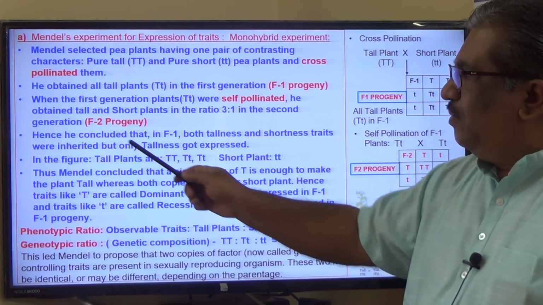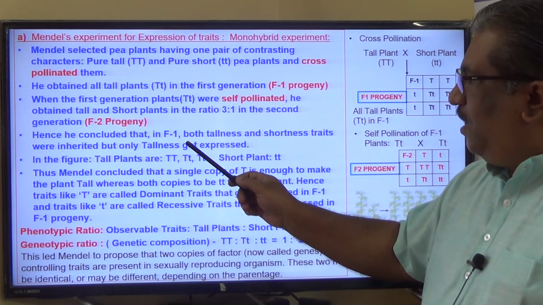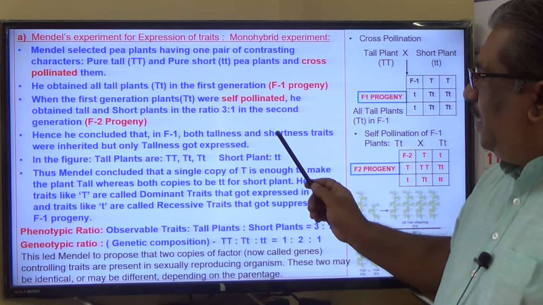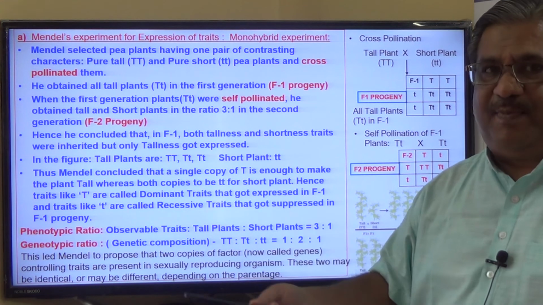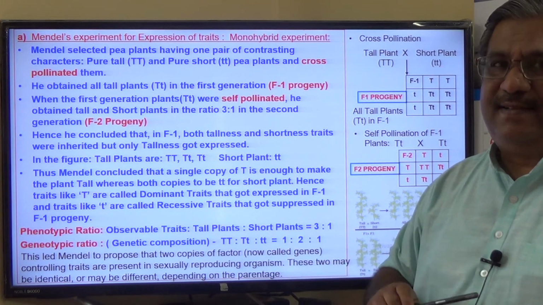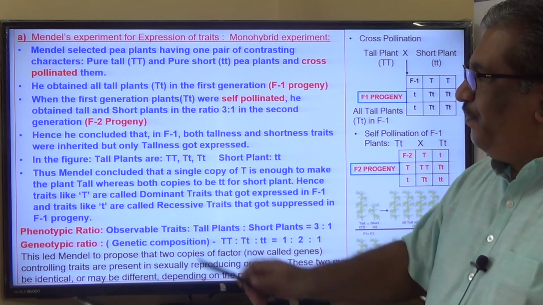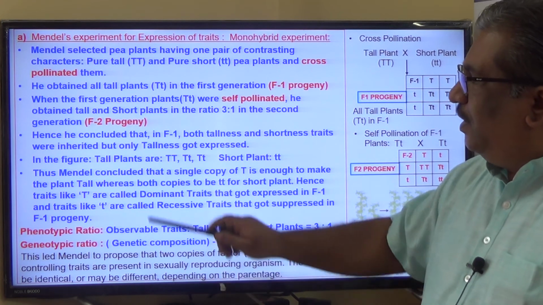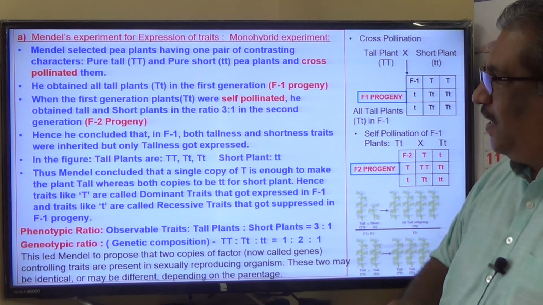So he concluded that in the first generation F1 progeny, both tallness and shortness traits were inherited, but only tallness got expressed. Shortness got suppressed, or recessed. It is a recessive trait, you can say. The tallness got expressed. So let me read all these things and then I go back to the Punnett square once again.